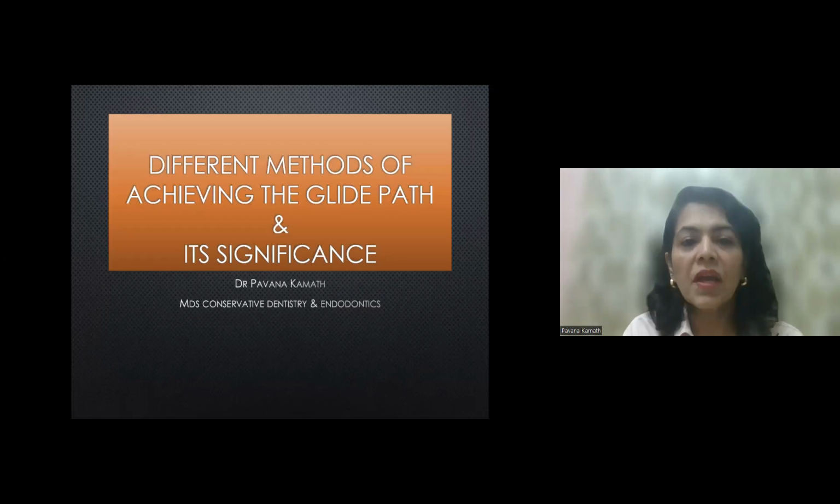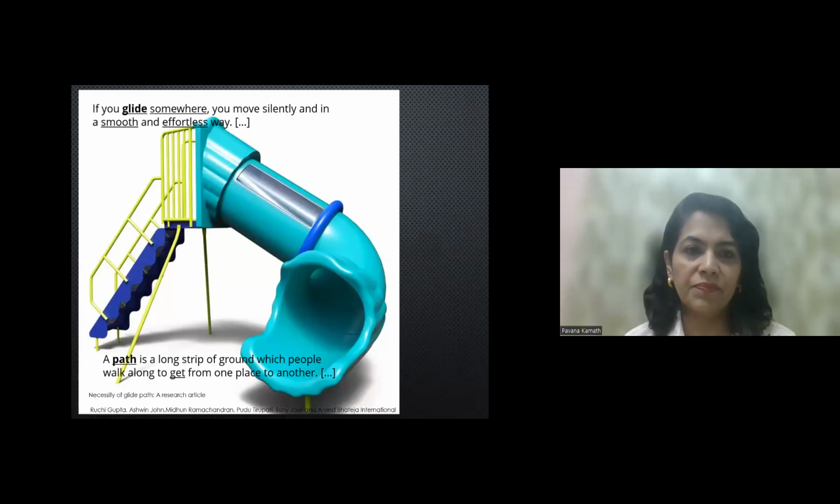So to glide, what exactly is glide? Glide means you move in a smooth and effortless way. And a path is a long strip of ground which people walk along to get from one place to another. If you were to put the two together, the glide path is basically to smoothly glide in an effortless way from one point to another. And that is glide path.